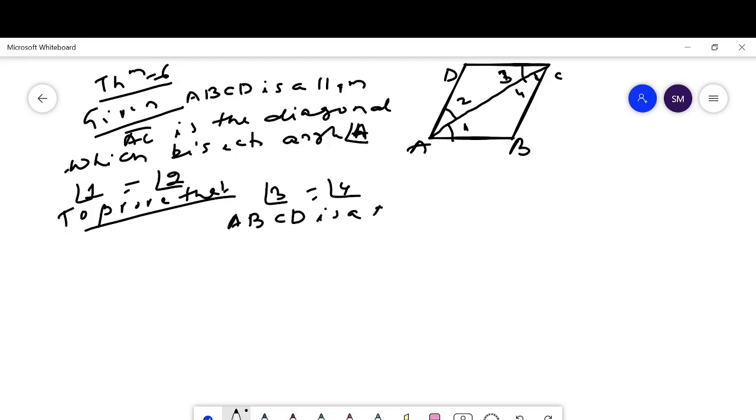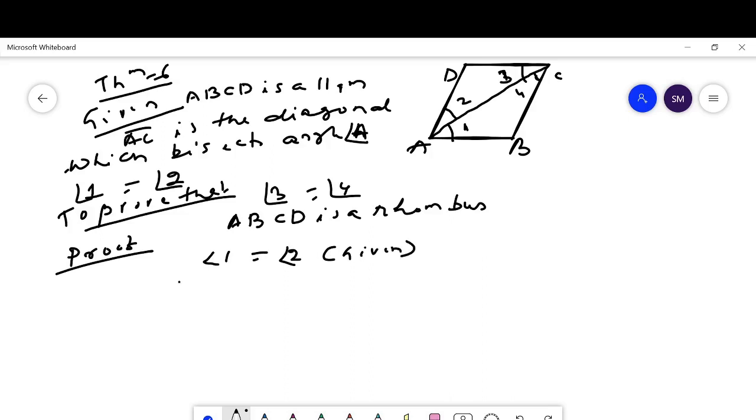ABCD is a rhombus. You know what a rhombus is? A rhombus is a type of parallelogram in which all four sides are of equal length. This means if ABCD is a rhombus, side AB is equal to BC is equal to CD is equal to AD. Here is the proof. As the AC diagonal bisects angle A, the given condition is angle 1 is equal to angle 2.